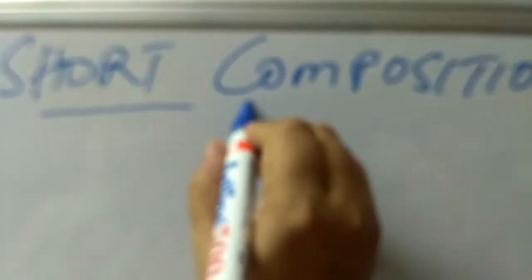Chapters, comprehensions, note making. And now we are moving to our next chapter, that is a new chapter, short compositions. Under short compositions, we'll handle a chapter, advertisements. Short compositions, clear? Under short compositions, our chapter is advertisements.